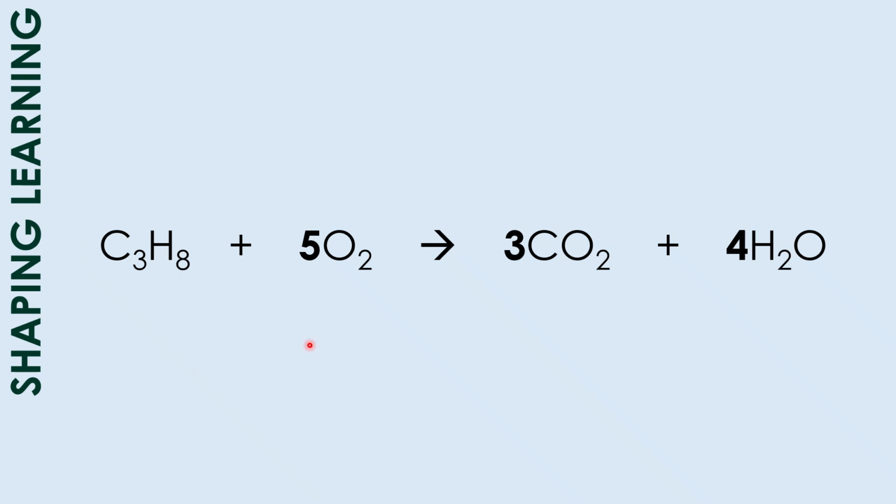Similarly, the big numbers in front of these molecules in this equation tell us how many moles of each of these react together and how many moles of each of these we make in relation to each other. So 1 mole of propane will react with 5 moles of oxygen to make 3 moles of carbon dioxide and 4 moles of water. Remember, mole is just a number, so I could equally have said 1 dozen propane molecules will react with 5 dozen oxygen molecules to make 3 dozen carbon dioxide molecules and 4 dozen water molecules.